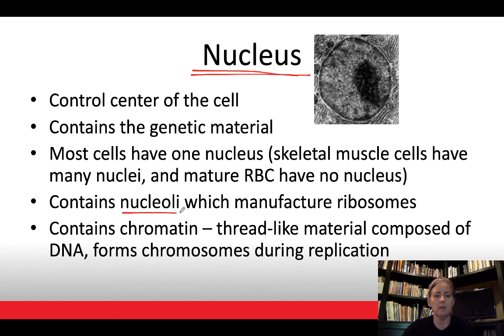Nucleus is going to contain nucleoli, which is responsible for the manufacturing of ribosomes, and then the nucleus is also responsible for containing chromatin, which is basically the threads of DNA that allow us to form chromosomes during replication.